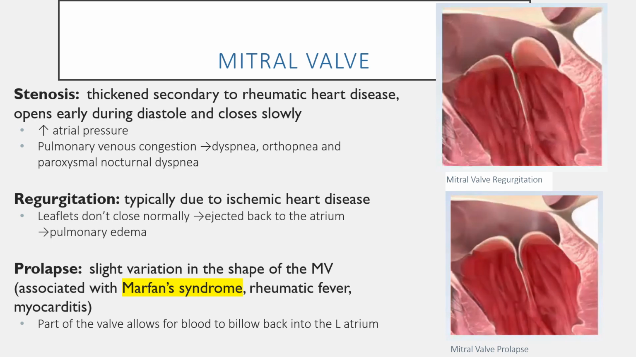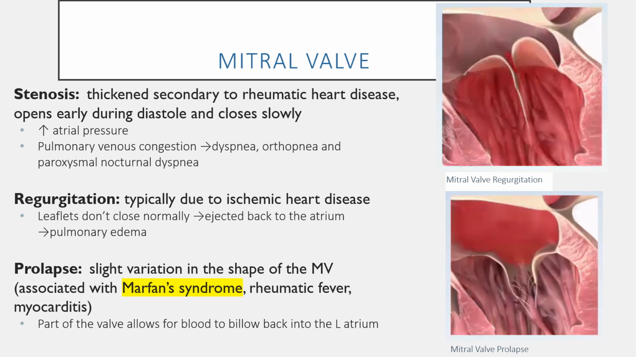Marfan syndrome is a genetic disorder affecting connective tissue strength. Weakness in connective tissue affects structures like the mitral valve. Mitral valve regurgitation can lead to increased pressure in the pulmonary bed, causing pulmonary hypertension. Symptoms may include paroxysmal nocturnal dyspnea.